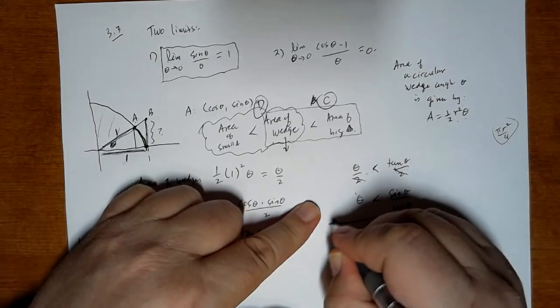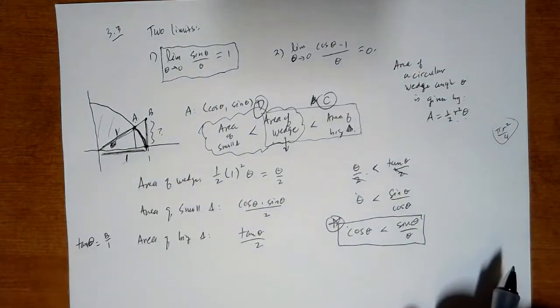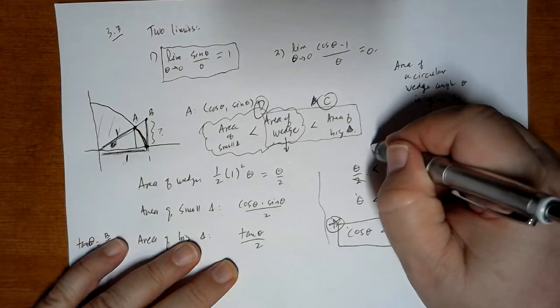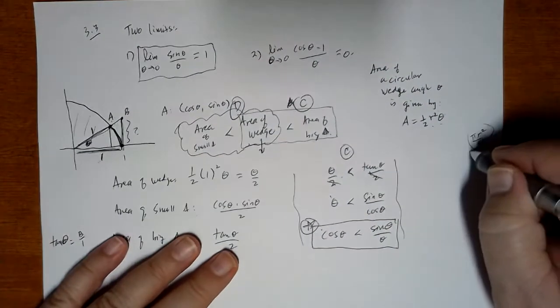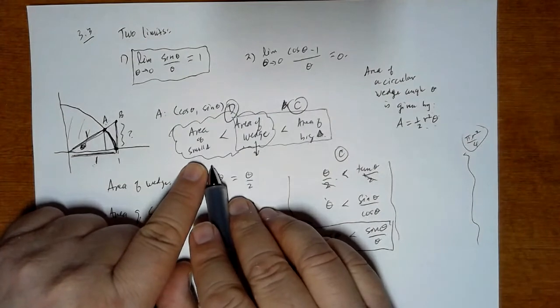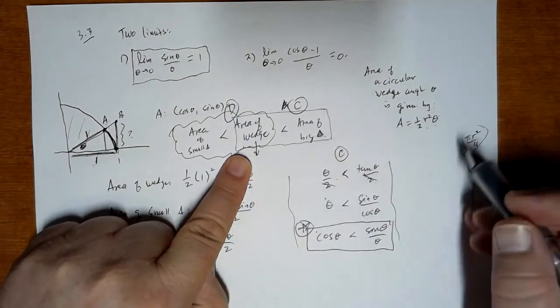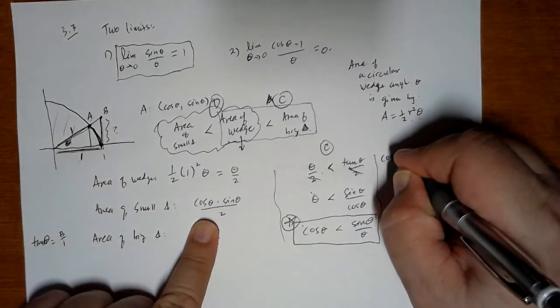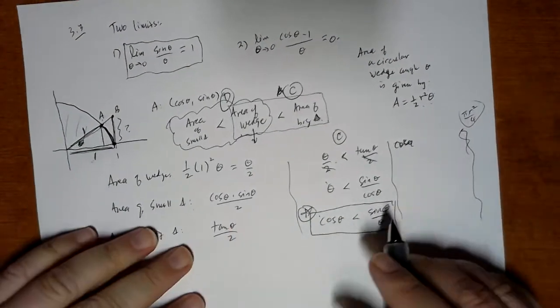There's one big conclusion so far. Very good. So that came from C, right? Now, let's see what we can get from D. The area of the small triangle is less than the area of the wedge. So the area of the small triangle, oh, let me give myself some space. I write big.